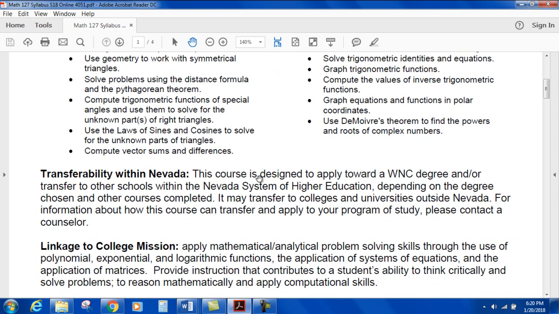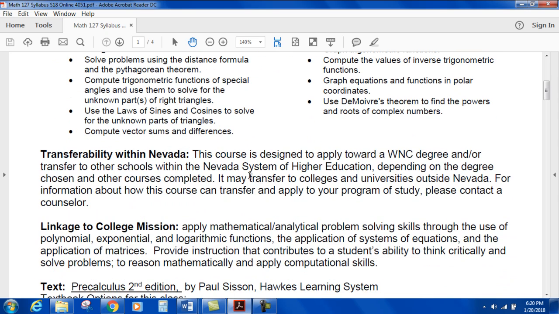You can read them. Transferability within Nevada: this course is designed to apply toward a WNC degree, and/or transfer to other schools within the Nevada system of higher education, depending on the degree chosen and other courses completed. It may transfer to colleges and universities outside Nevada as well. For information about how this course can transfer and apply for your program of study, please contact a counselor.